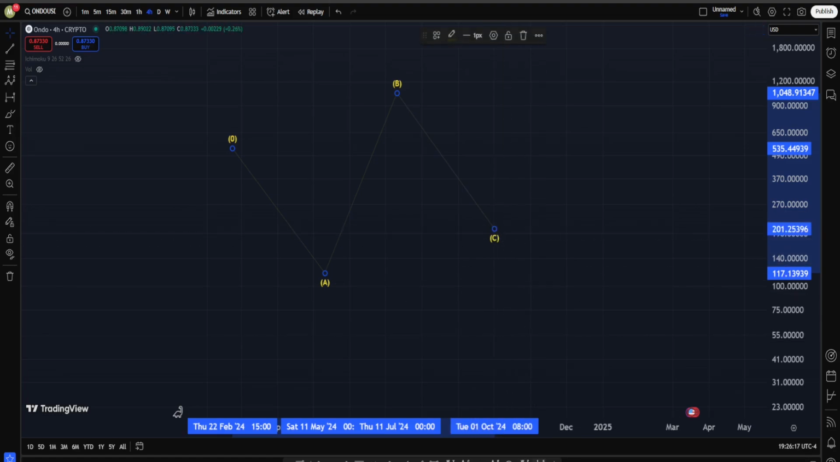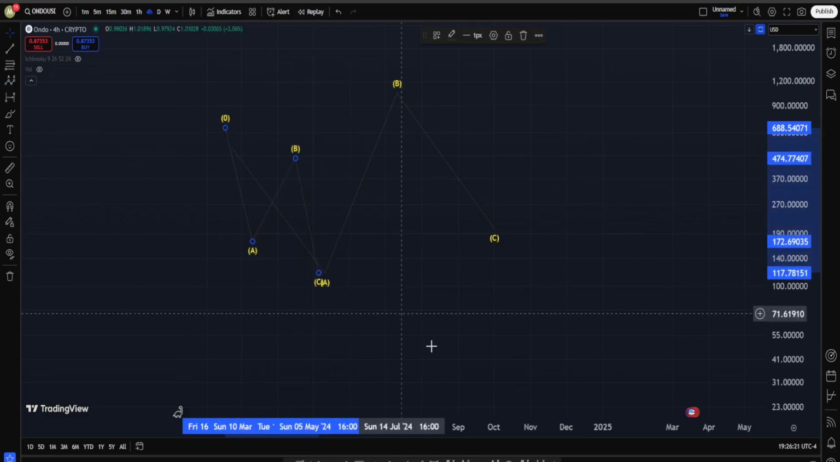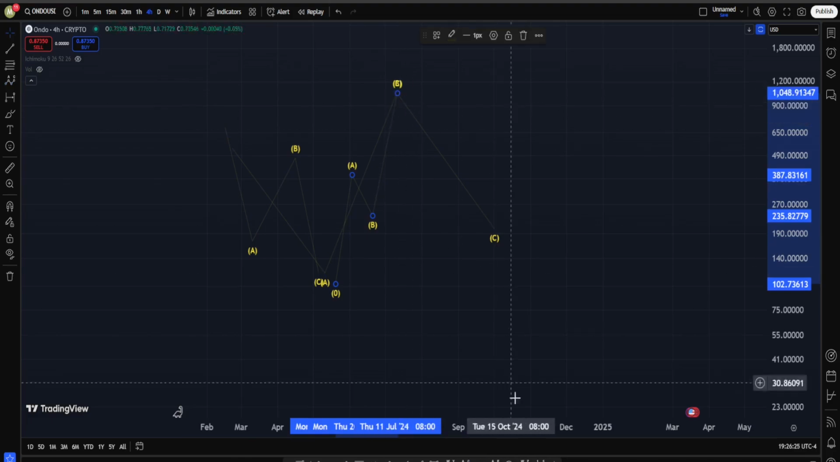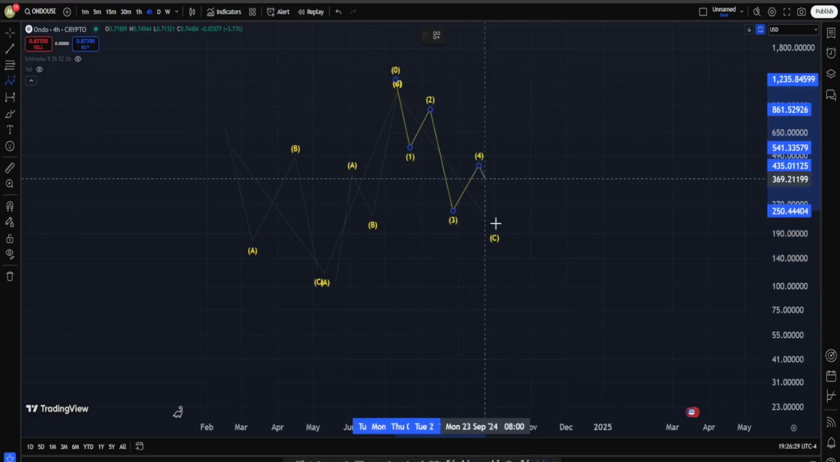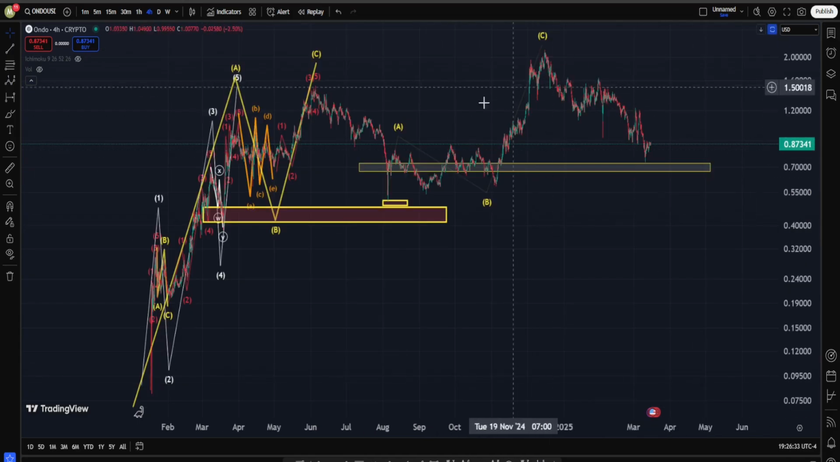Nonetheless, sub waves are going to be pretty much the same, meaning ABC down into A, ABC, or maybe a WXY on the upside, doesn't matter, into B, and from this point a 1, 2, 3, 4, 5 wave down into C. Now let's go on the live chart and see what is happening.